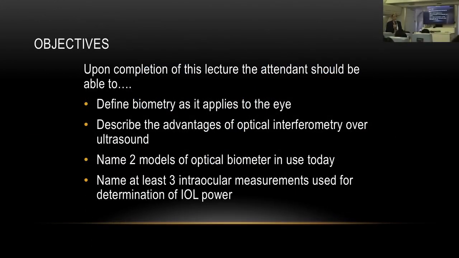So my objectives for this lecture are that upon completion, you should be able to, first of all, identify what biometry is exactly. I'd like you to be able to describe some differences between a couple of types of biometry. One is called optical interferometry, and the other is ultrasound. I'd like you to be able to name two types of optical interferometer biometers that are in common use worldwide today. And I'd also like you to be able to name at least three intraocular measurements that we find really important for IOL calculations. There are many structures that we measure.